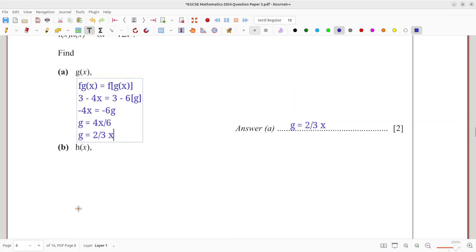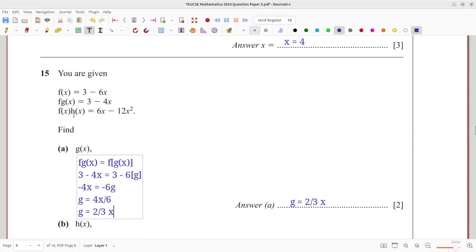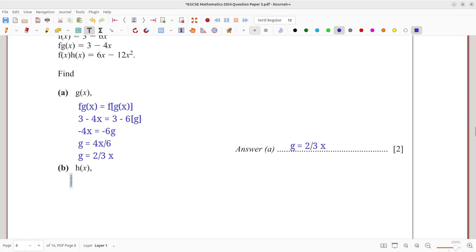Next question, you were given f multiplied by, please take note of the notation, it's multiplied. You were given f of x multiplied by your h of x to give you 6x minus 12x squared. And then from there, what function can you use to multiply f?